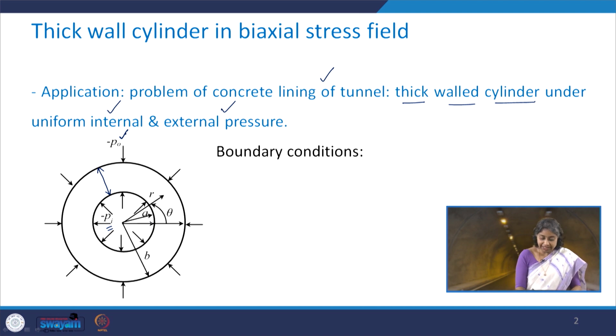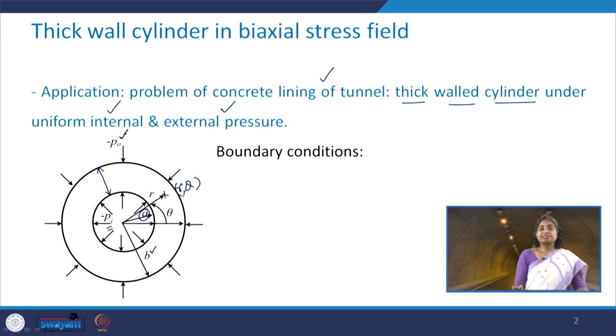The internal radius is a and the external radius is b, and the angle theta I am measuring in this direction from the horizontal axis. Any point here can be represented by the coordinates r, theta.